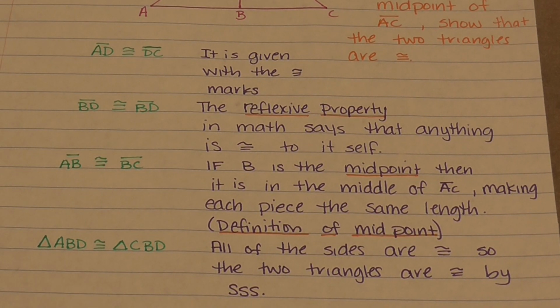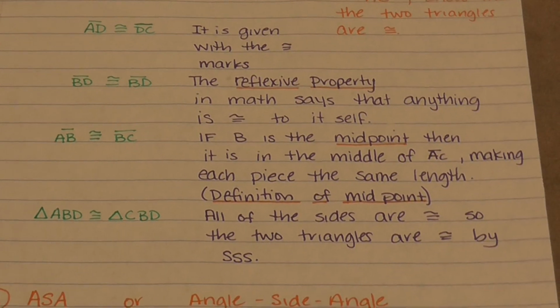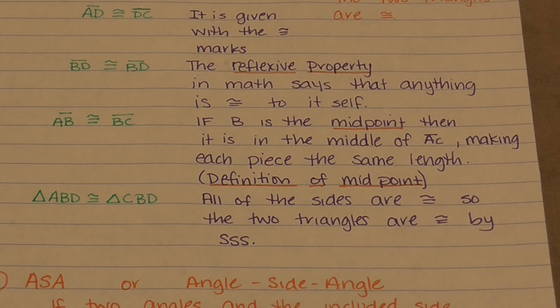So once we have 1, 2, 3 sides that are congruent, side, side, side, then we can say that triangle ABD is congruent to triangle CBD because all of the sides are congruent. So they are congruent by side, side, side.